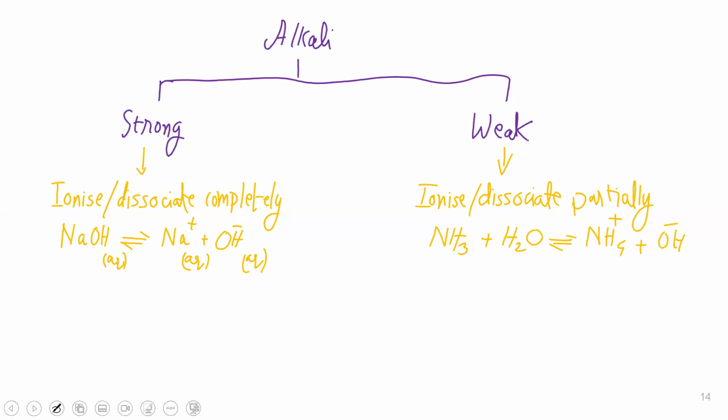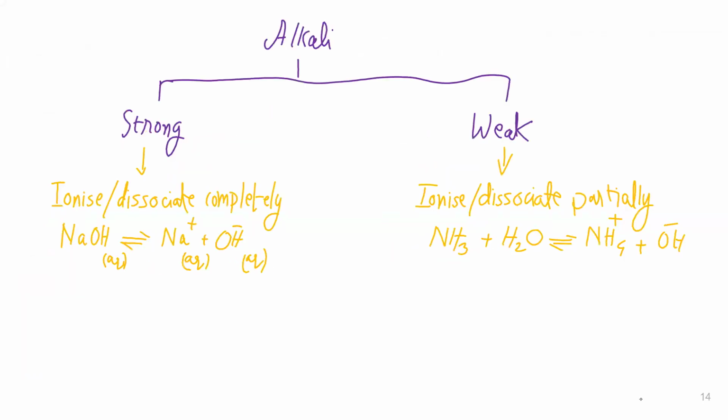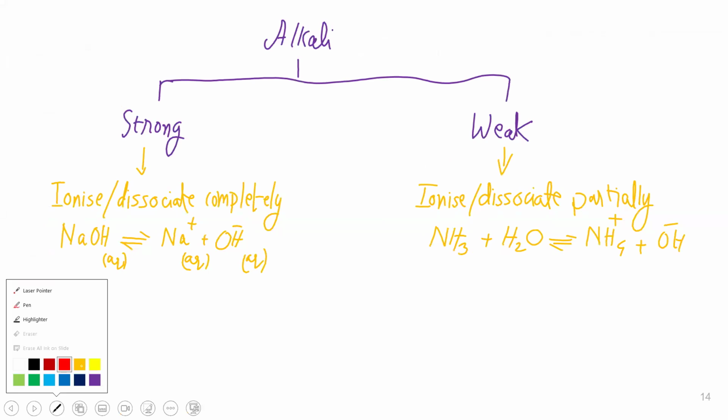But make this clear, the words strong and weak are used for alkalis. That's the main important thing. Bases are not soluble in water. The bases which are not soluble in water have no question of ionization. Okay, I forgot to show you the state symbols for water.